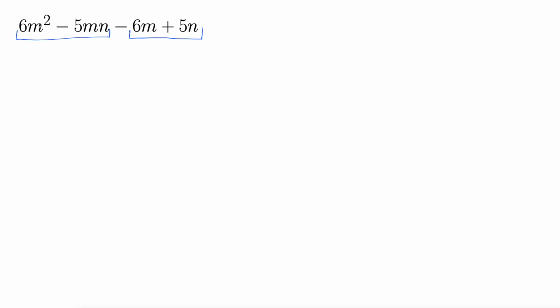All right, so I'm looking at this first one. I see 6 and 5, nothing really there for a GCF. But when I'm looking at m squared and mn, I see I can factor out an m. Okay, so let's go ahead and do the first one. We have m. That leaves us with 6m minus 5n.